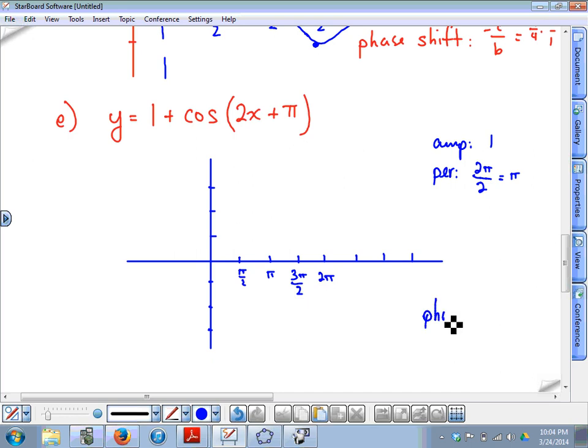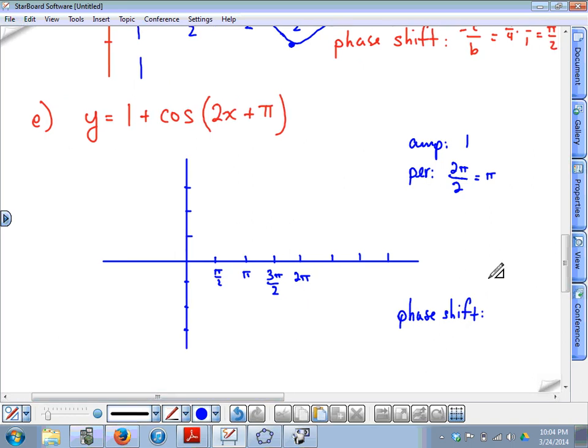Now the phase shift is the opposite of c, which is negative pi. This is c right here, divided by b, and the reason we're using this formula is because b has not been factored out to out front of this parenthesis, it's inside, so we have to take that into account for the phase shift. So the phase shift is negative pi halves. That means we're moving to the left over here to pi halves.